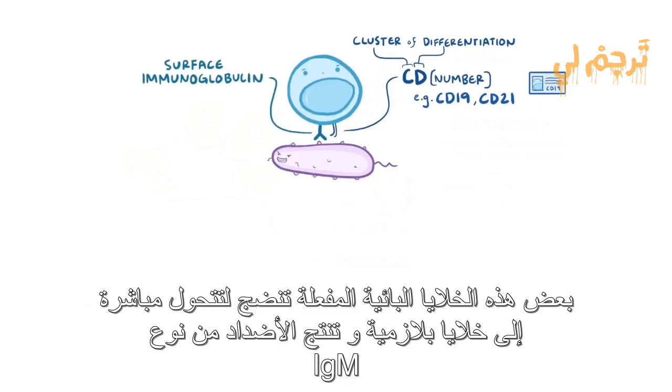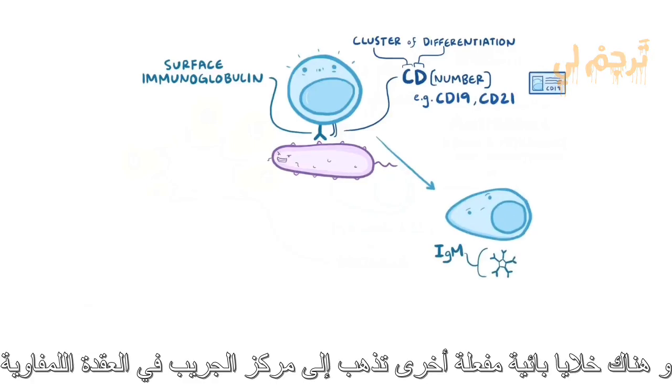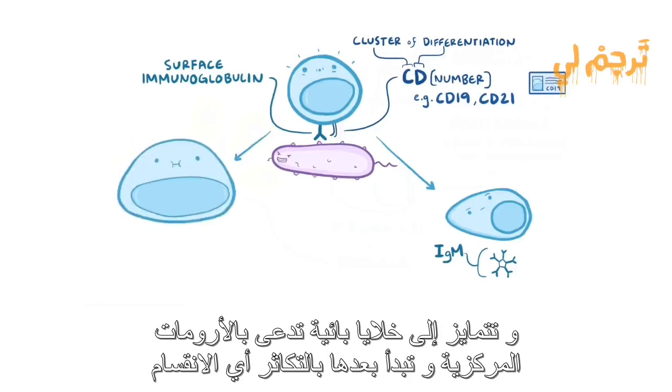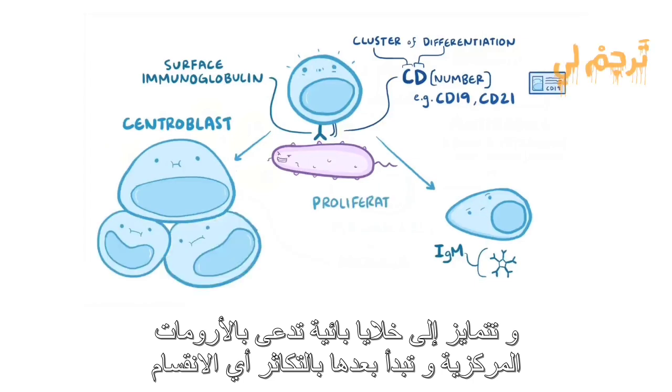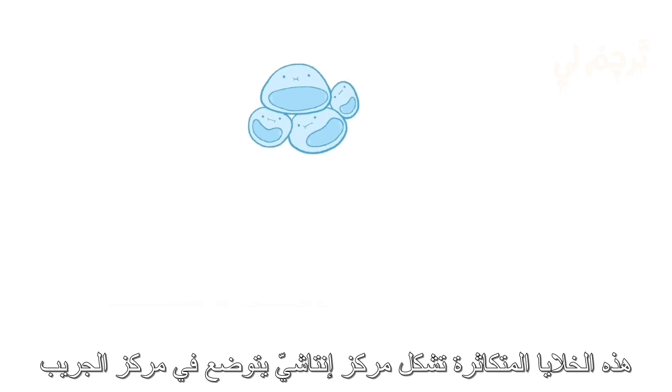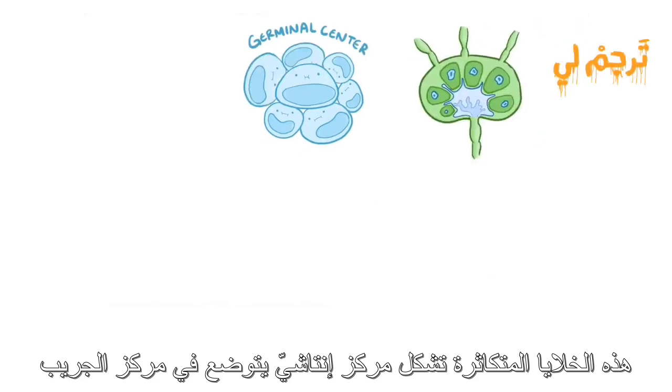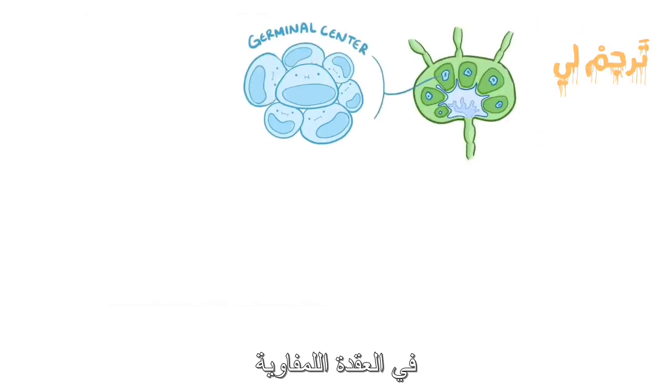Some of these activated B cells mature directly into plasma cells and produce IgM antibodies. Other activated B cells go to the center of a primary follicle in the lymph node, and then they differentiate into B cells called centroblasts and start to proliferate or divide. These proliferating centroblasts form a germinal center, found in the center of a follicle of the lymph node.